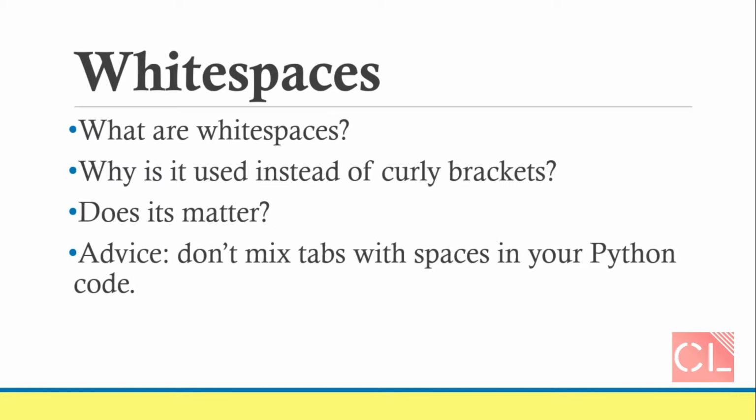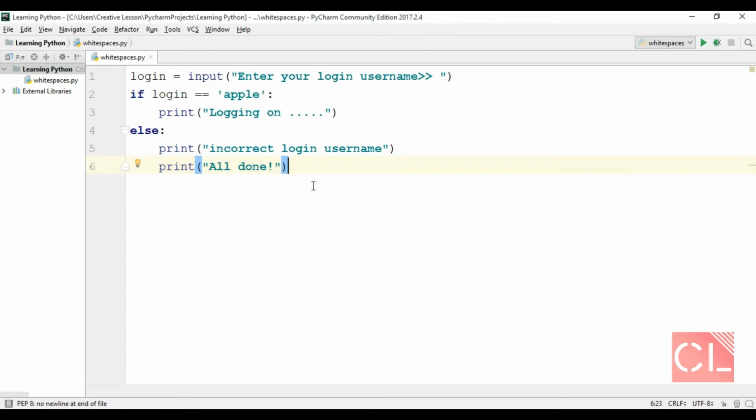Okay, so we learned what whitespaces are, so let's get to programming. I have a simple program here. Don't worry about code complication or the algorithm, just focus on indentation. Here, a user inputs an answer, the if statement checks it, and if the answer is apple, then it will print logging on, and else if not, then it will print incorrect login username, and print all done. You can see that the print statement has been indented 4 spaces. And this tells Python that this print statement is associated with the if statement.